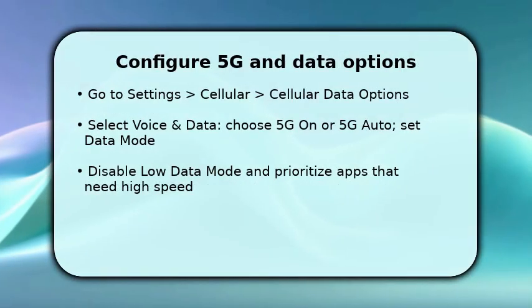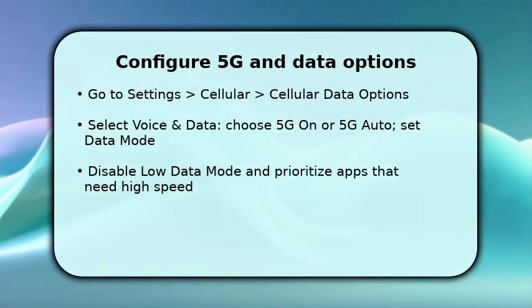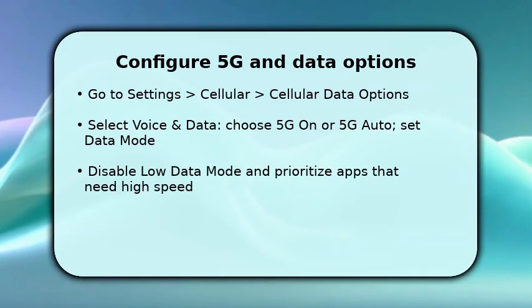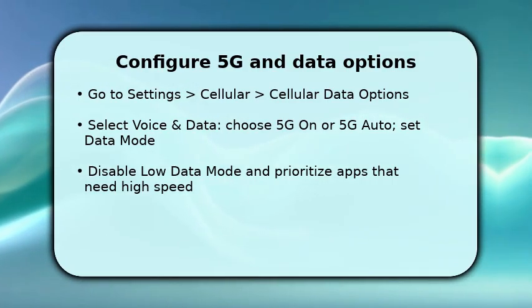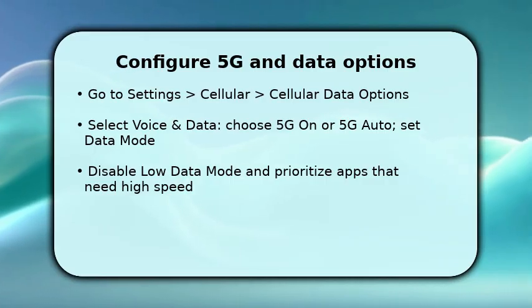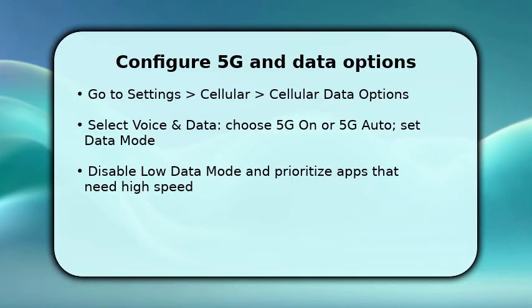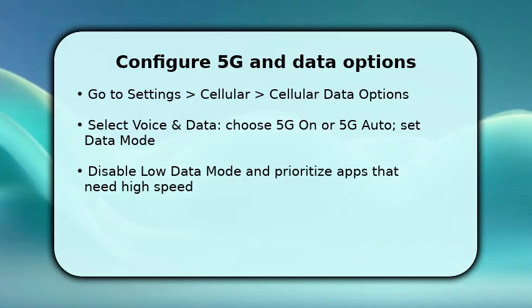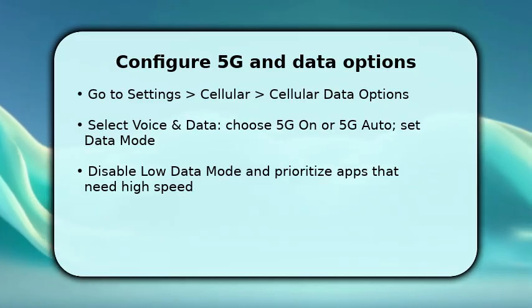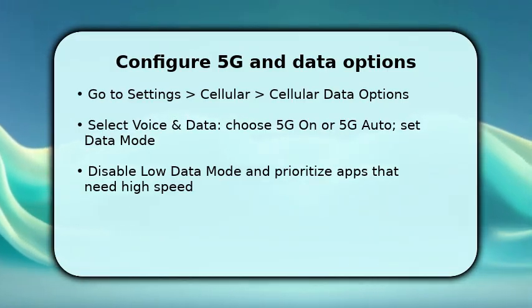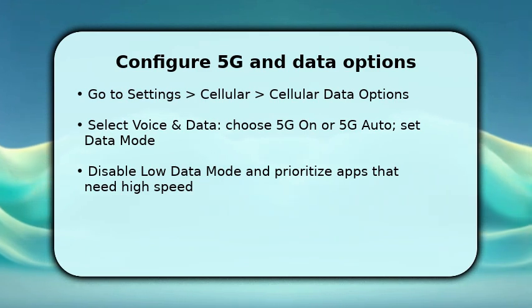You now configure how the phone uses 5G. Go to Settings, Cellular Data Options, then Voice and Data. Choose 5G on for maximum use or 5G Auto to balance battery and performance. Next, set data mode to standard or allow more data on 5G for higher quality streaming. Make sure low data mode is off because it restricts background use and can block peak throughput. Once configured, review per app cellular permissions so critical apps can use the available 5G bandwidth.